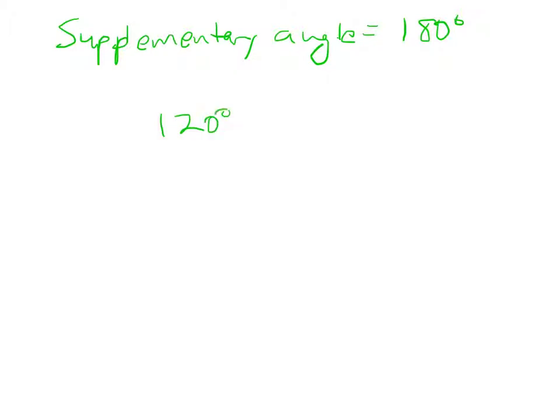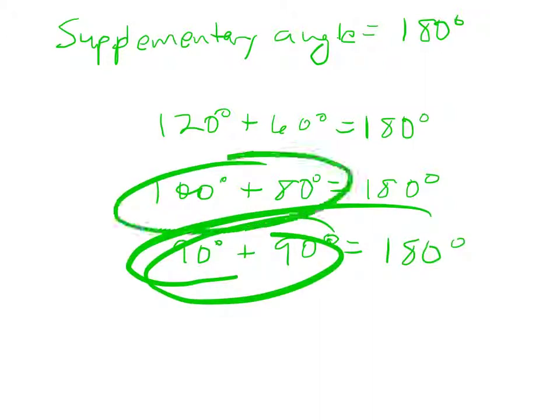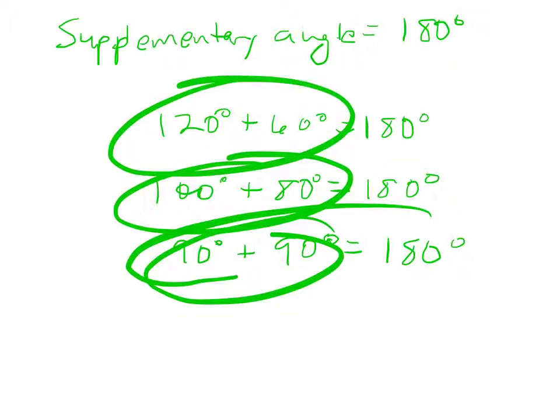The next type of angle is called a supplementary angle, and that has to equal 180 degrees. So again, if I have a 120 degree angle, then 60 will equal 180. Or if I have a 100 degree angle, then the second one must equal 80. Or if I have a 90 degree angle, then the other one's going to equal 90 degrees. So these here are supplementary angles.